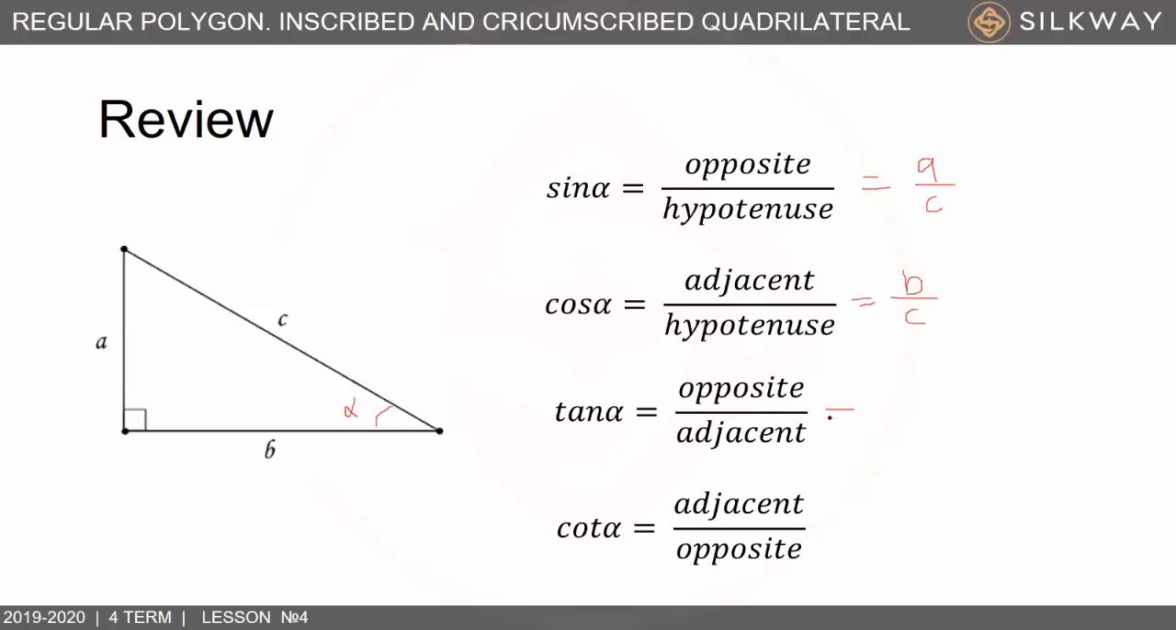And the tangent alpha is opposite side over adjacent side. It will be A over B. And cotangent is adjacent over opposite. It will be B over A. Okay, next. Formulas for the radii of inscribed and circumscribed circles.